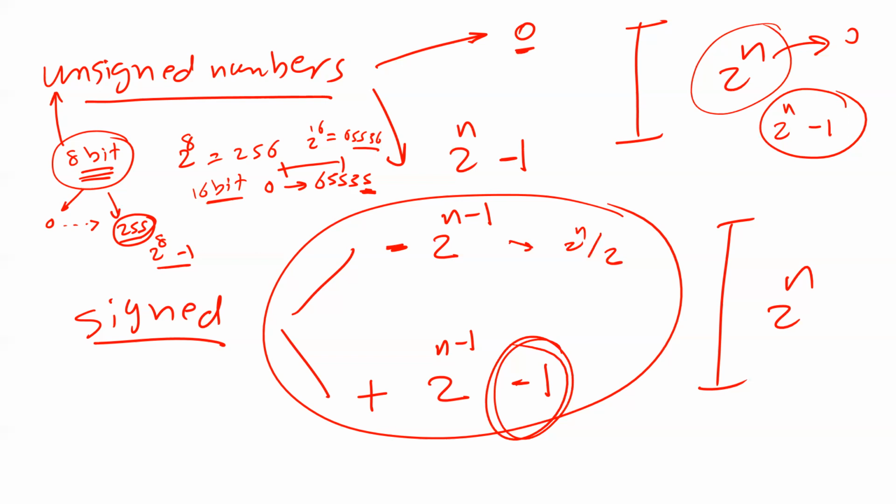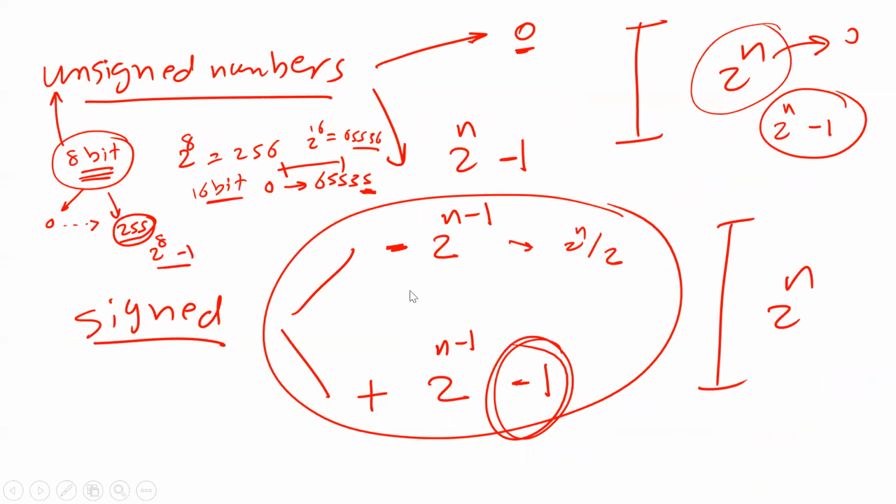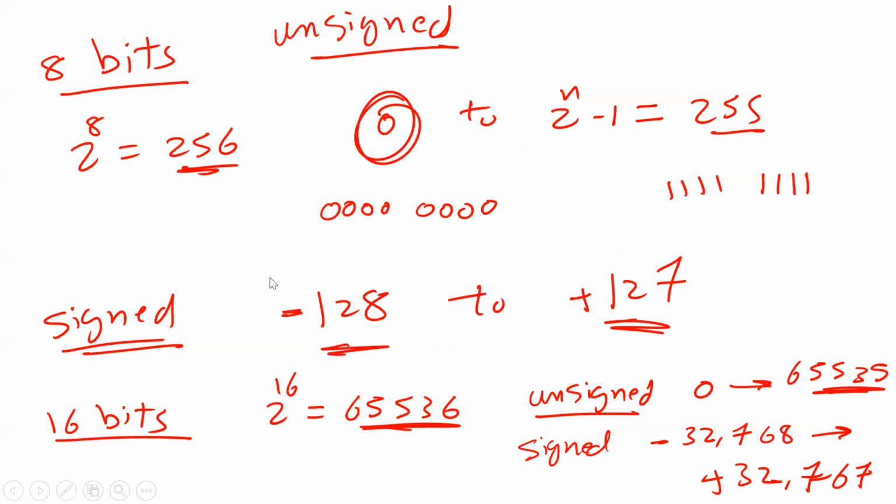So if you have a signed number, this is the range. You can represent starting from minus 2 to the n minus 1. The minus 1 is here. Or this one can be 2 to the n divided by 2, half of the space. This one is half of the space minus 1 because of the 0. Anyway, let's have our 2 examples, 8 and 16. In case of 8, if you use this simple formula, you can go from minus 128 until positive 127. This is the range of numbers you can use.